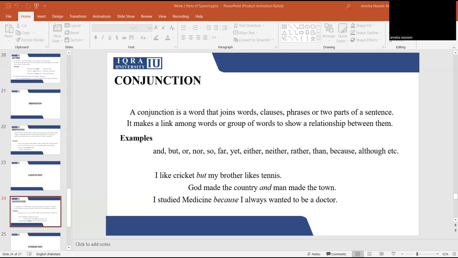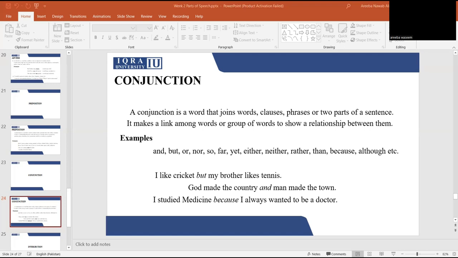I like cricket, but my brother likes tennis. So the relationship that is described between these two sentences is by a conjunction, that is but. Now over here we have: God made the country and man made the town. Here also we are showing the relationship between two independent clauses, two independent sentences. God made the country and man made the town. I studied medicine because I always wanted to be a doctor.